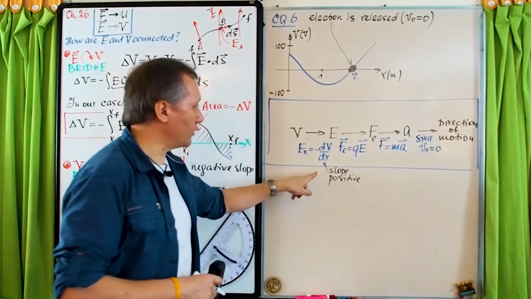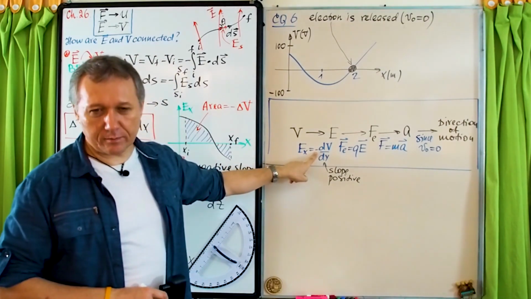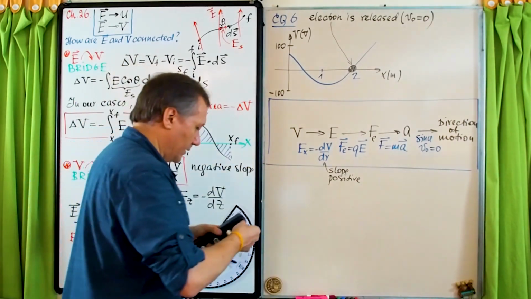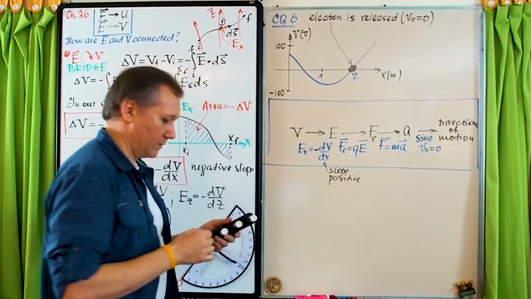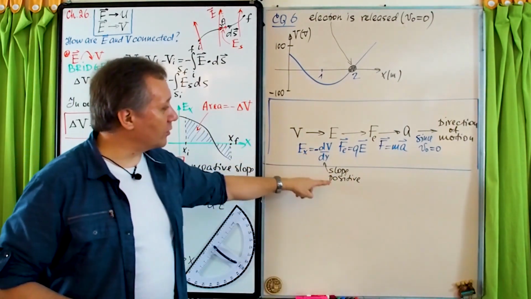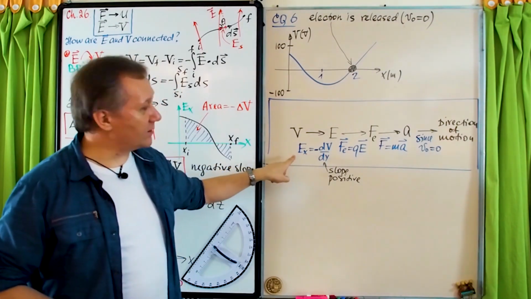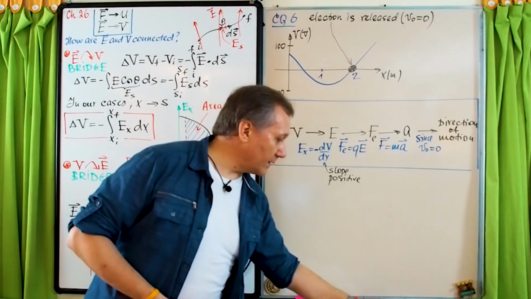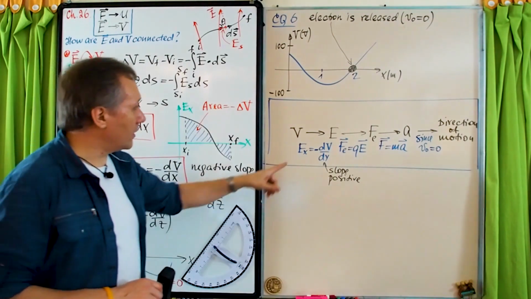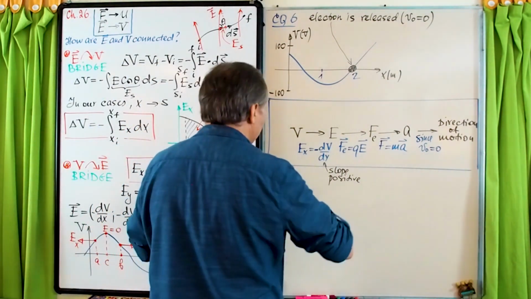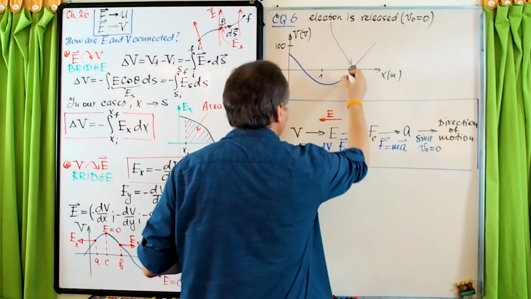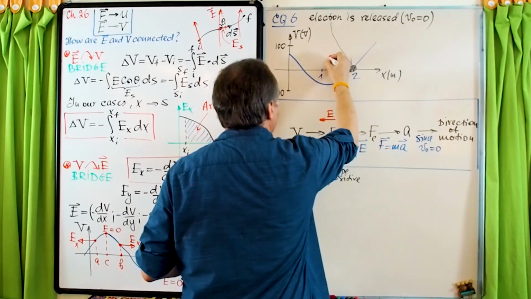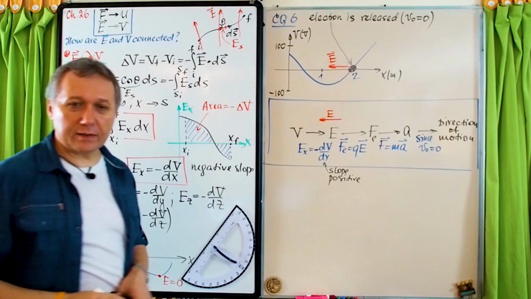So the slope is positive, but minus in front. Maybe I should make it bigger. That minus looks small, right? But because of the minus, the slope is positive, minus, so it means the direction of the electric field is negative. Okay, we're almost done. Direction of electric field is negative. It means it points this way. So that's the direction of the electric field over here.